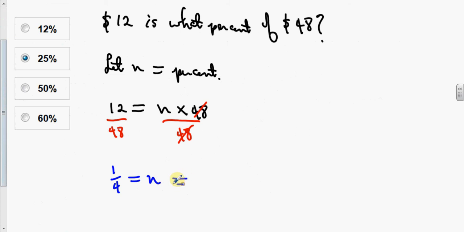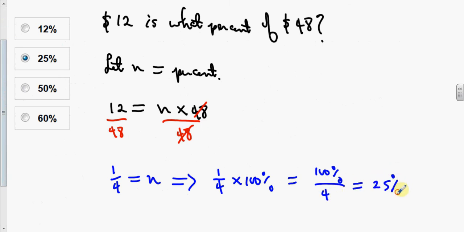Now 1 over 4, if you just get the decimal of that, or you can just take the 1 over 4 and multiply it times 100%. So let's say this implies 1/4 times 100%, because they did ask for percent. So this is 100% divided by 4. That's just 25%.